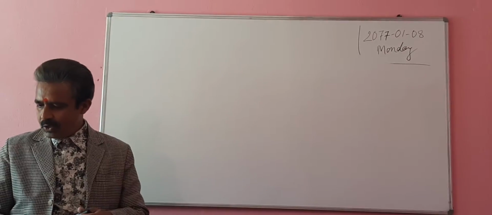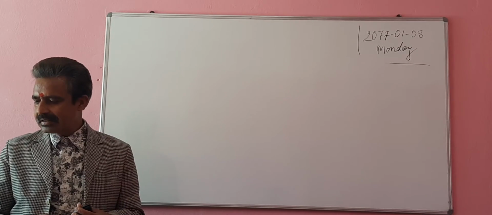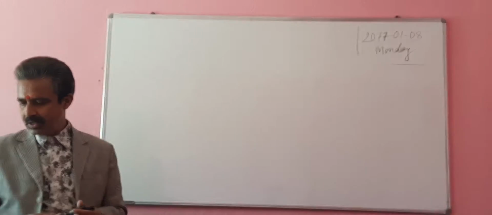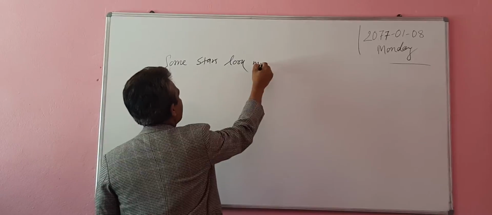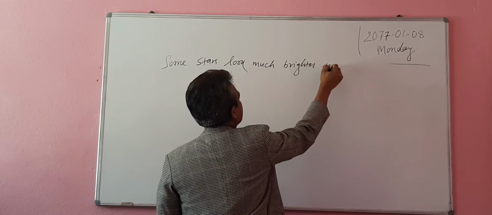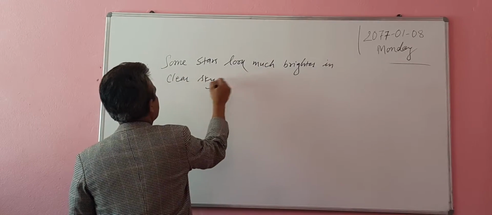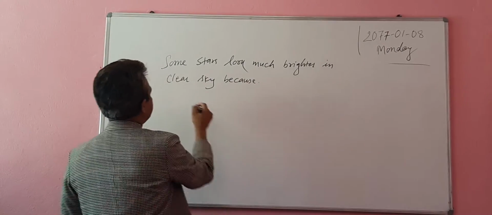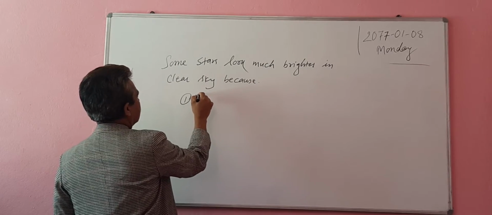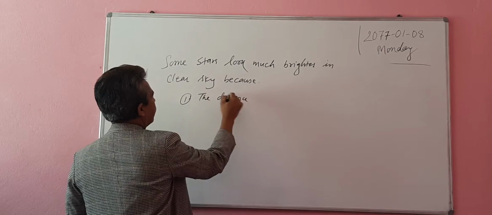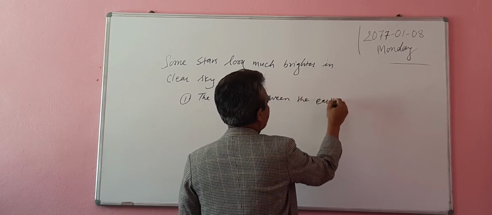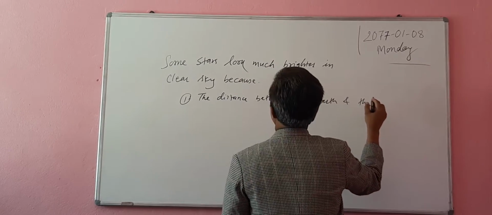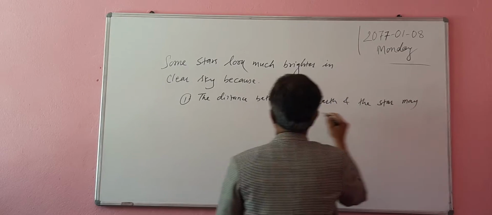Okay, next question is, why do some stars look much brighter in clear sky at night from the earth? Give reasons. Some stars look much brighter in clear sky because the distance between the earth and the star may be shorter.